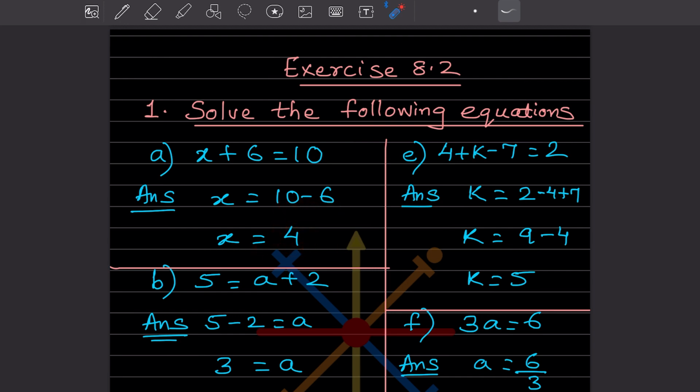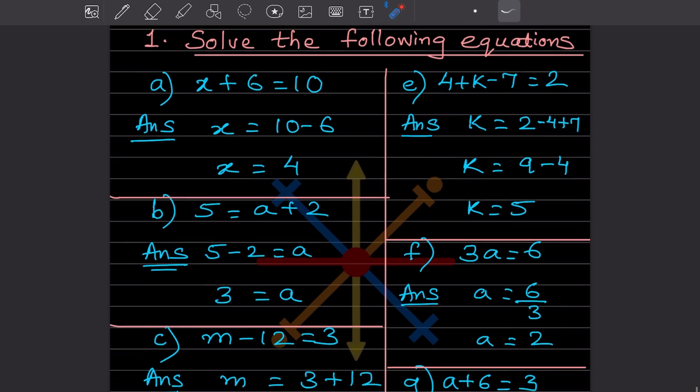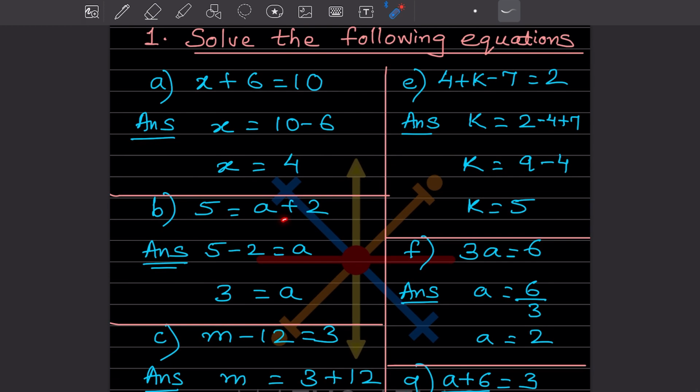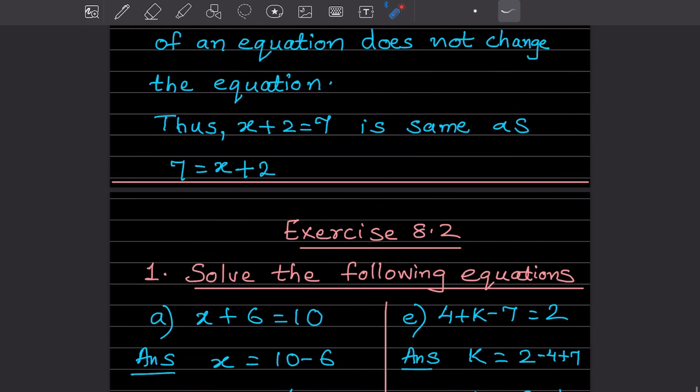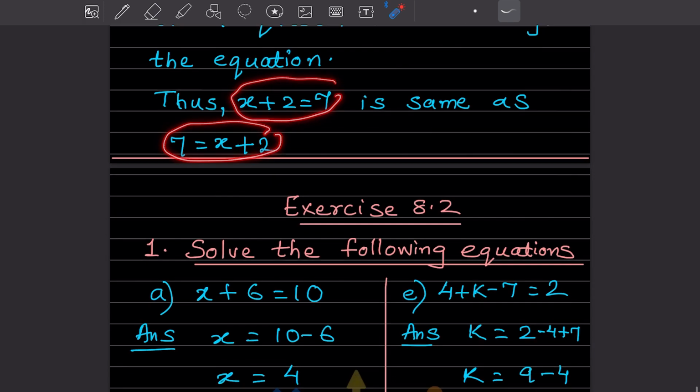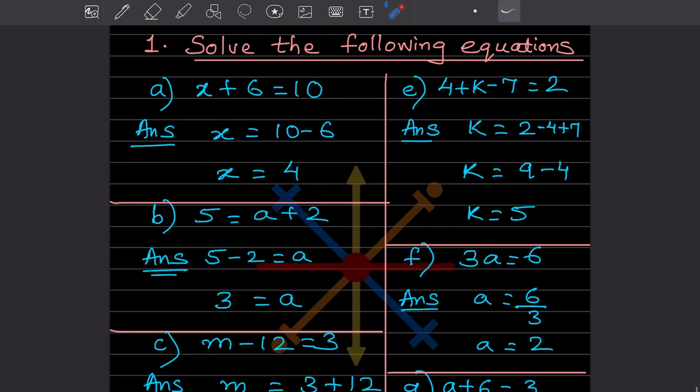Okay, the next one says 5 is equal to a plus 2. This we can do in two ways. First, as I said, even if we change the places of the sides, it remains the same. So now look here, if I take this plus 2 to the left side, what do I get? 5 minus 2 on this side, and a on the right hand side. So 3 is equal to a.